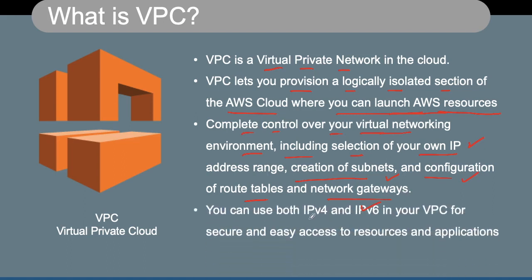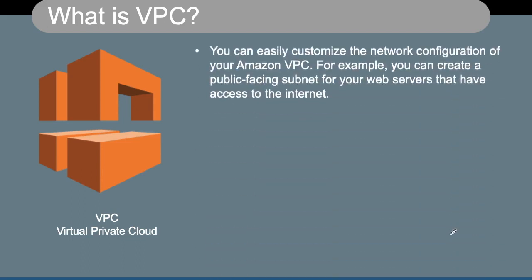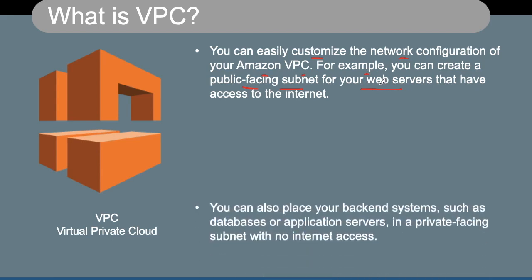Now we can use both IPv4 and IPv6 in our VPC, and we can have secure and easy access to the resources and the applications. You can easily customize the network configuration of your Amazon VPC. For example, we can create a public facing subnet for our web server, or we can create a private facing subnet which we typically use for the databases.